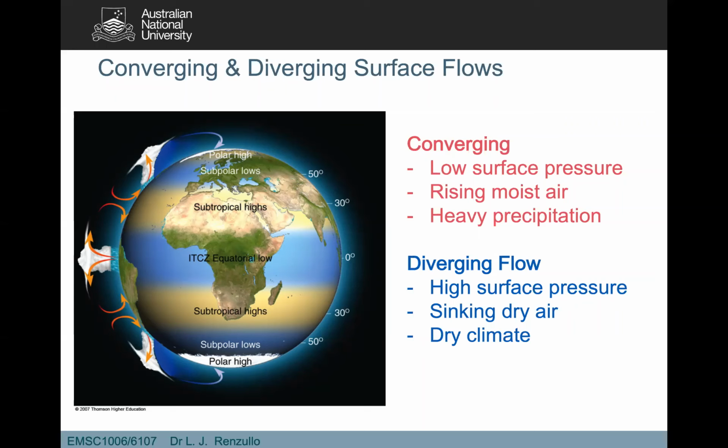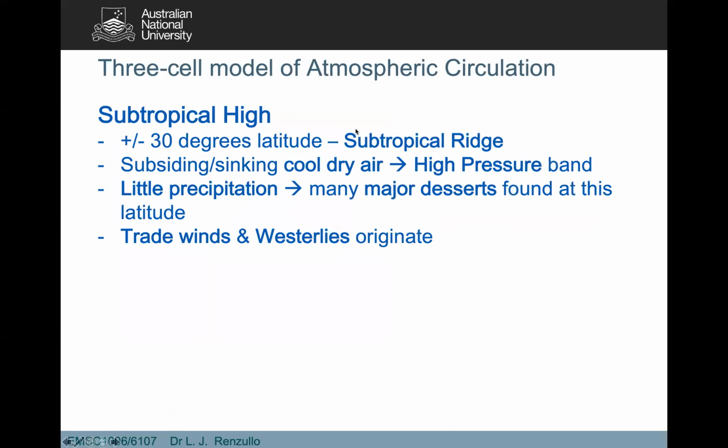So at the subtropical highs, when the descending air column meets the surface, the winds diverge. The subtropical highs occur about 30 degrees north and south of the equator. That is the descending arm of the Hadley cell. In our case, it's the southernmost part of the Hadley cell here, and it's called the Subtropical Ridge. You've got the cool, dry air creating a high pressure band in that area.